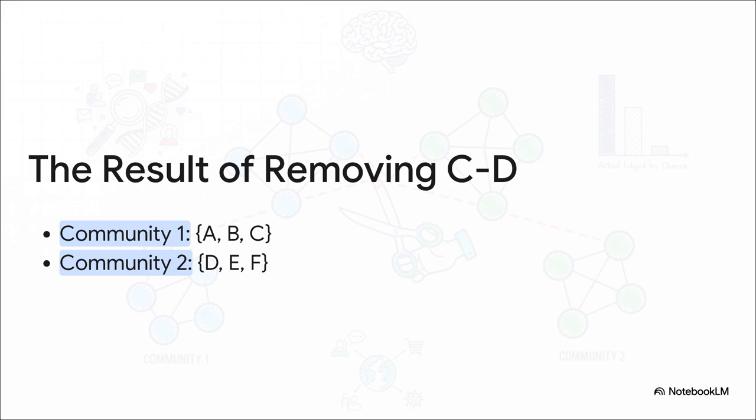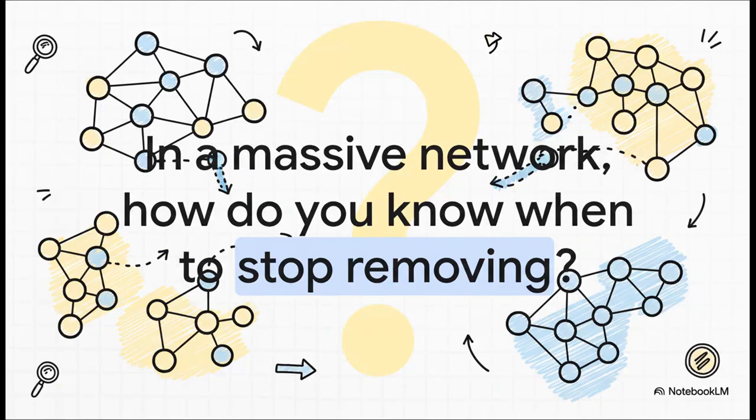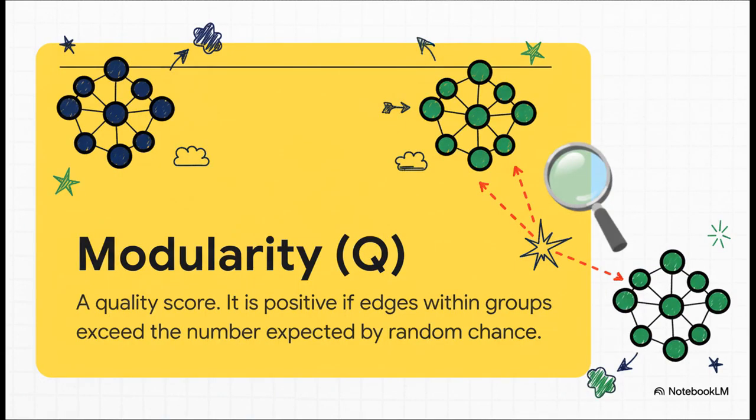But okay, this was a really simple example. Which brings us to the next massive question, right? In our little toy network, stopping after one cut was obvious. But what if you have a network with millions of nodes? If you just keep cutting and cutting, you'll eventually end up with nothing but millions of individual lonely dots. So, how do you know when to stop? How do you know when you found the best division? Well, there's a tool for that too.